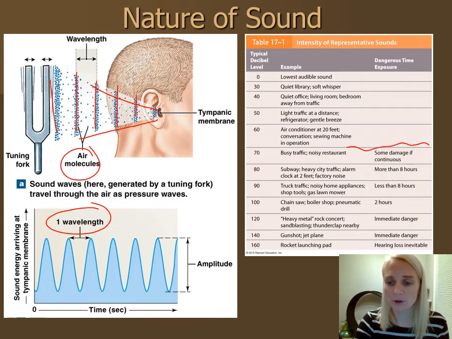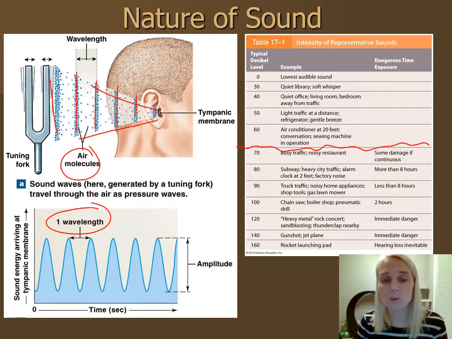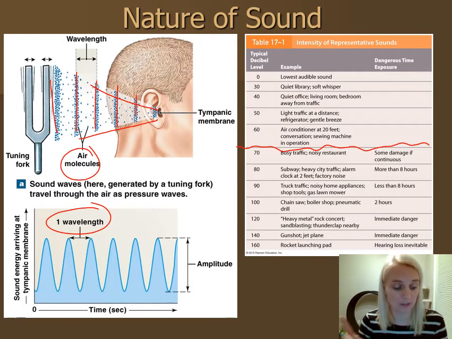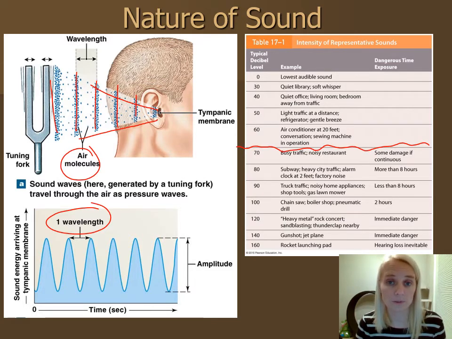And here we have our threshold of damage. So up to about 60 decibels, which is an air conditioner at 20 feet, a conversation, a sewing machine in operation, you can have extended exposure to that level of sound and not have any potential damage to your hearing structures. And it could be any of the structures: the eardrum, the bones, the oval window, the round window, the basilar membrane, the tectorial membrane, or the hair cells themselves. Any of those could be targets for damage that would lead to hearing loss.